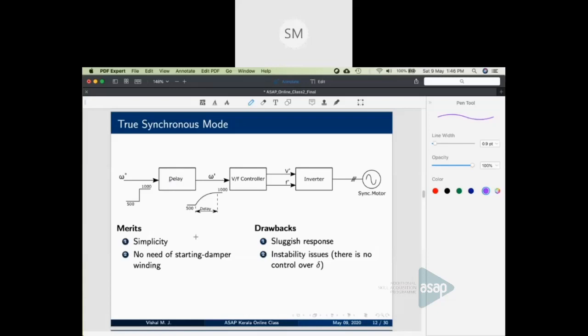So this is the block diagram of true synchronous mode of operation. So as I said, you need an inverter, okay, and we have a delay block here. This is what I said. If you want to increase the speed in a stepped manner from 500 rpm to 1000 rpm, this will cause instability in the operation of true synchronous mode. So we have introduced a delay block.